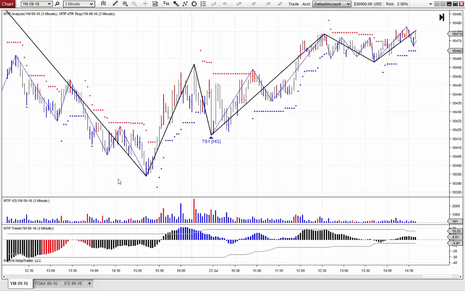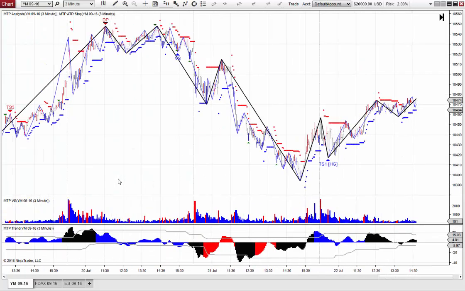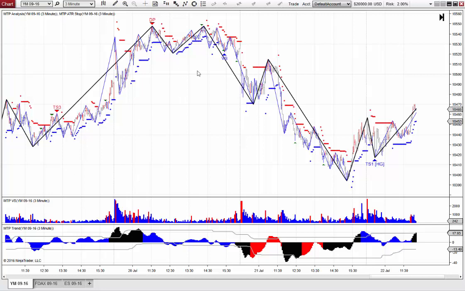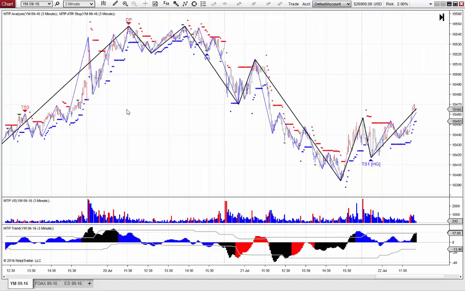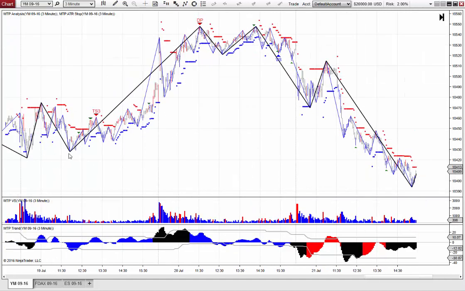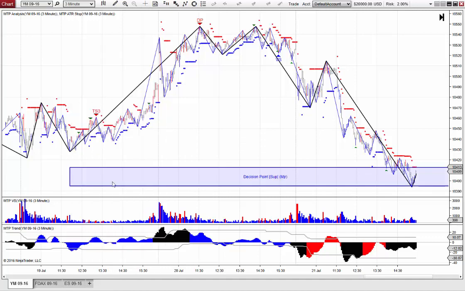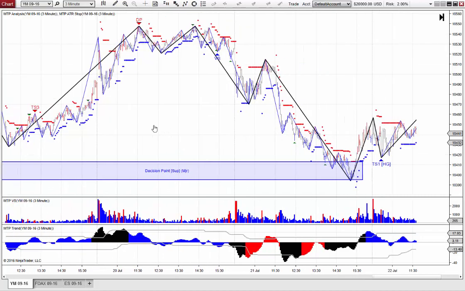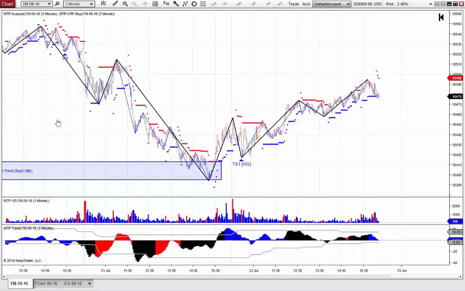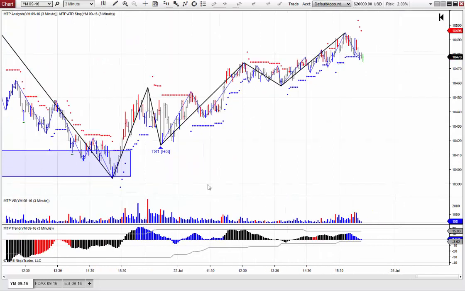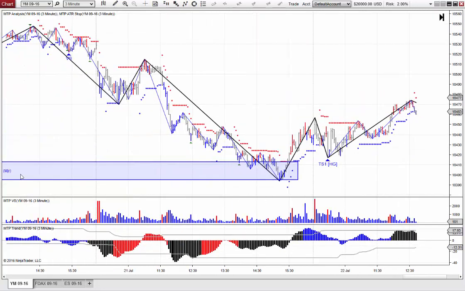So if I zoom out, you can see that here's our major connected swings, our ones in black. And you can see if I go out here, there's a major swing low there. So if I right mouse click on that low pivot, do decision point, this puts the major support on. You can see there it is, it says support and major. Now if I scroll back to where we were yesterday, which was last Friday, can you see how this low here is coming off our major support? You can see there's our major support and it's coming off our major support.